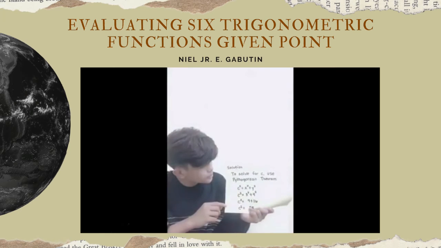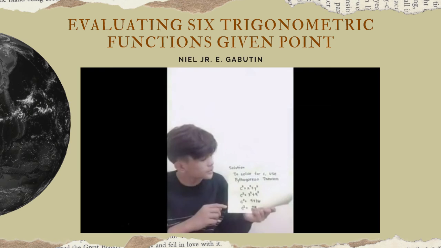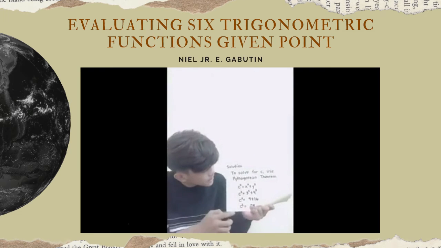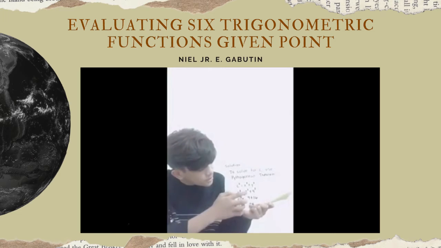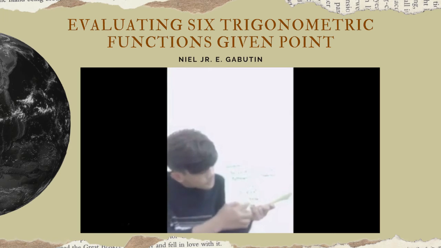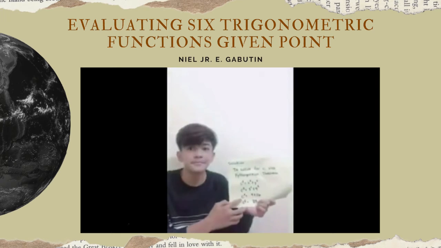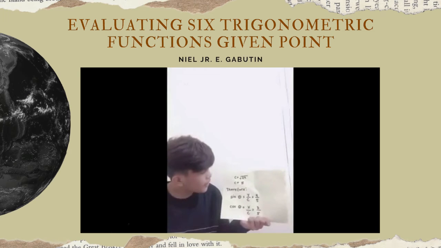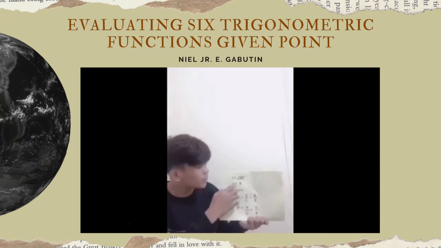Solution to solve for c: use the Pythagorean theorem. The formula of the Pythagorean theorem is c squared equals x squared plus y squared. c squared equals 3 squared plus 4 squared. 3 squared equals 9. 4 squared equals 16. So, add 9 plus 16, c squared equals 25. Square root of 25 equals 5. That's why c equals 5.